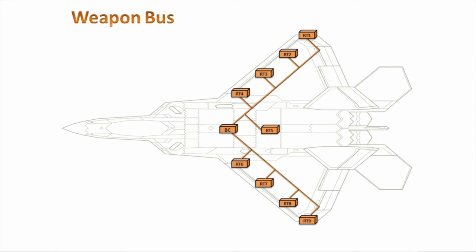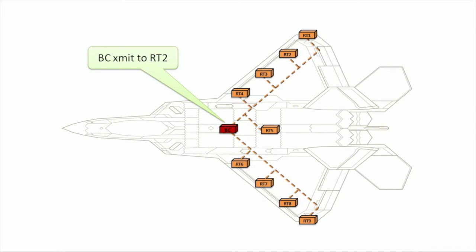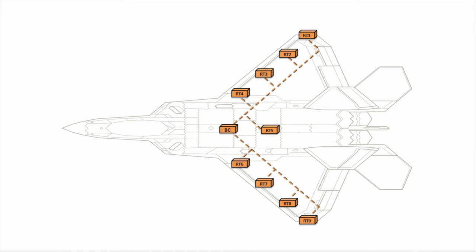Let's examine a simple communication scenario of BC to RT2 transmission. When everything is okay and the wires are intact, the BC command travels in the weapon bus wires to all the units including RT2, which receives the data.